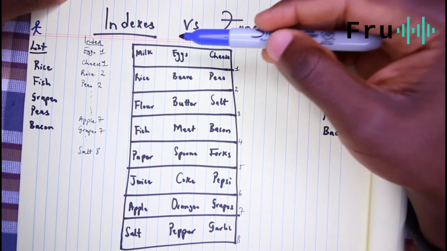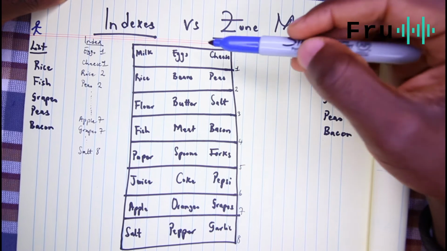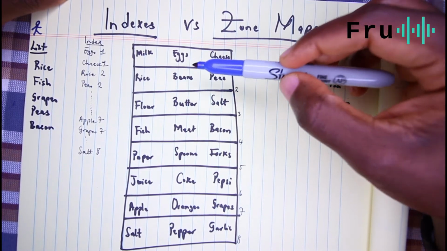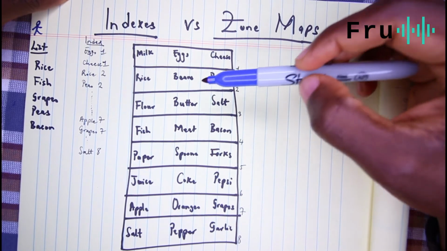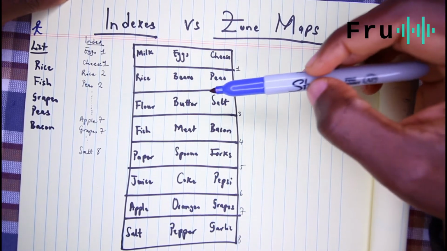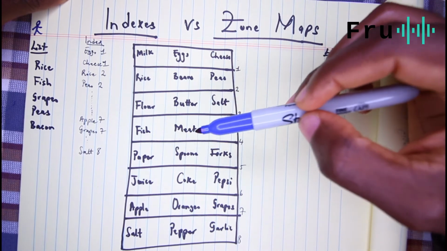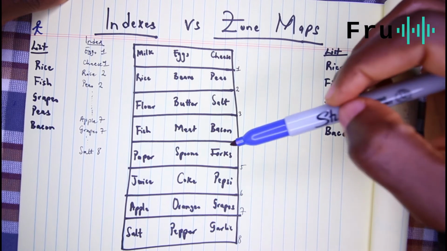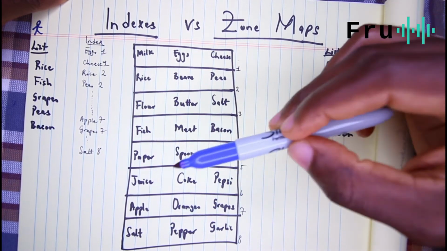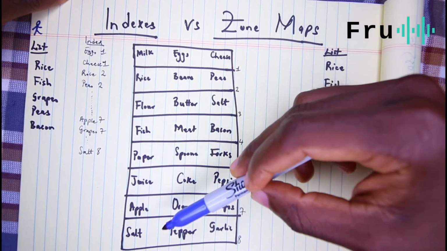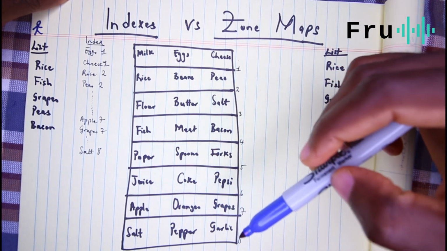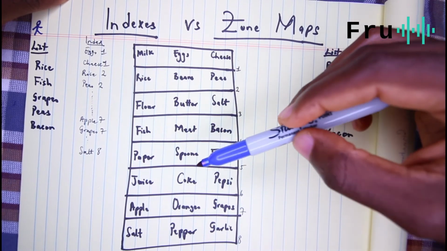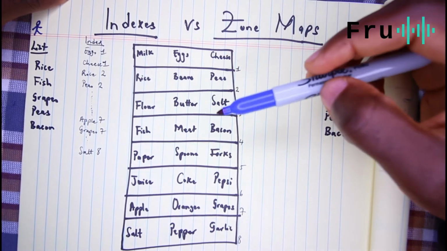If you look at this, the first aisle, aisle 1, has milk, eggs, and cheese. Aisle 2 has rice, beans, peas. Aisle 3 has flour, butter, salt. Then fish, meat, bacon, paper, spoons, forks, juice, Coke, Pepsi, apples, oranges, grapes, and then salt, pepper, and garlic. So this is not completely random. There is some sense to that, and I'm going to talk through how everything is laid out.